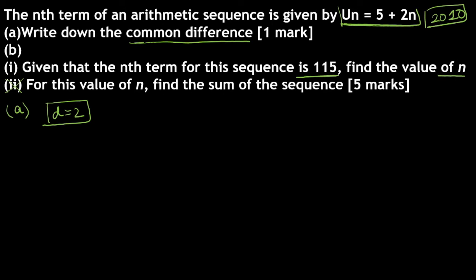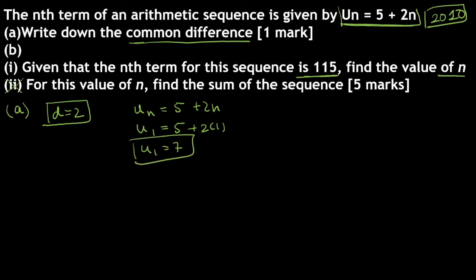So let's look at the first term, for example. un is equal to 5 plus 2n. Let n equal 1, right? We want our first term. 5 plus 2 is equal to 7. Our first term is 7, right? Now, let's take our second term. So u2 is 5 plus 2 into 2. u2 is 5 plus 4.